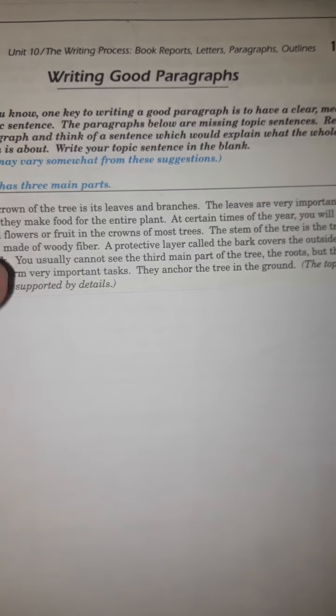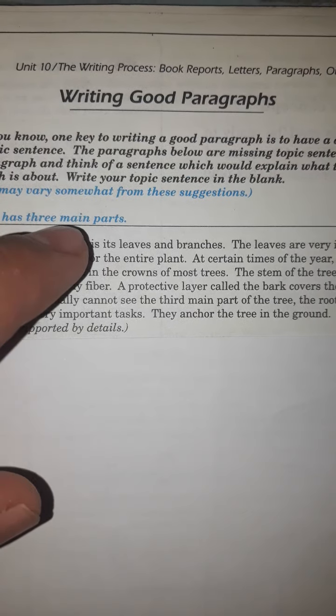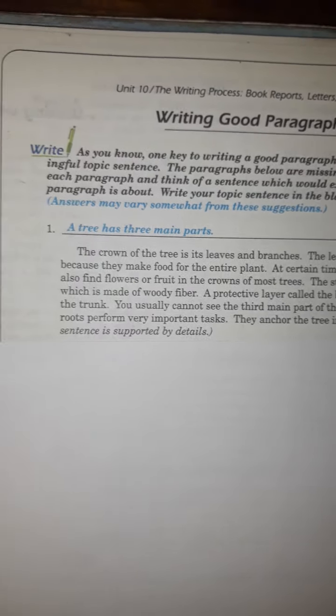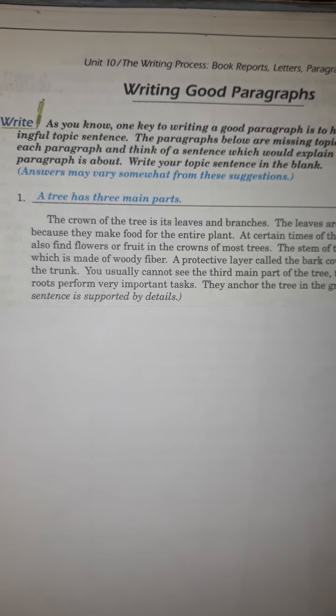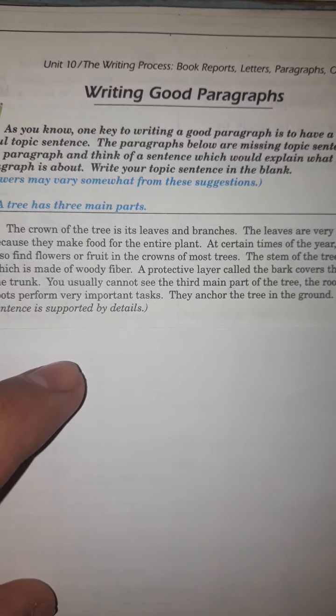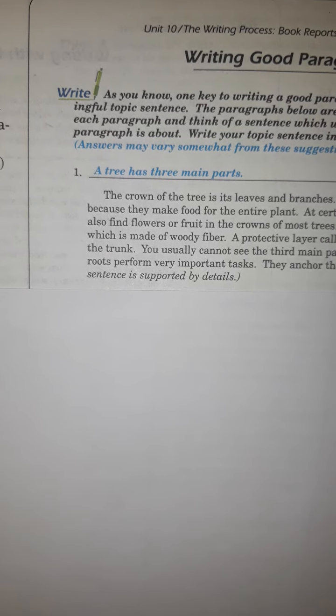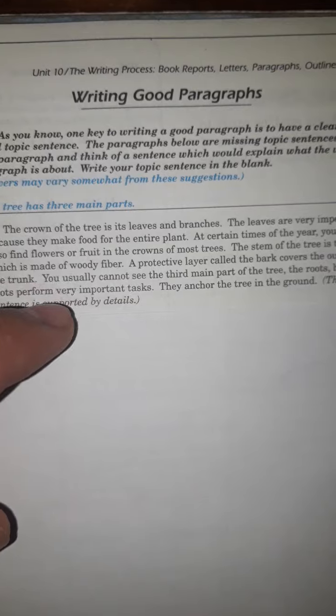The topic sentence is supported by details. So look at the example they give me here. I read this, and this is: a tree has three main parts. That's a good topic, right? So what you're gonna do in the rest, you're gonna put your own topic sentence, okay? Basically, in other words, a topic sentence is like the title of the paragraph, of what we're gonna talk about, okay?